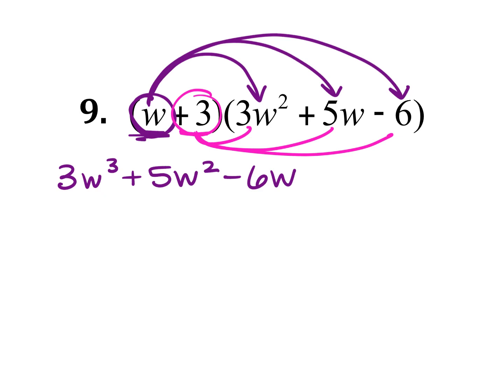You only FOIL when it's a binomial times a binomial, 2 and 2. That's the only time you can FOIL. If it's 3 and 3, then you multiply the first term by all 3, and then the second one by all 3, and then the third one by all 3. The goal is always multiply everything by everything. Make sure everything gets multiplied.